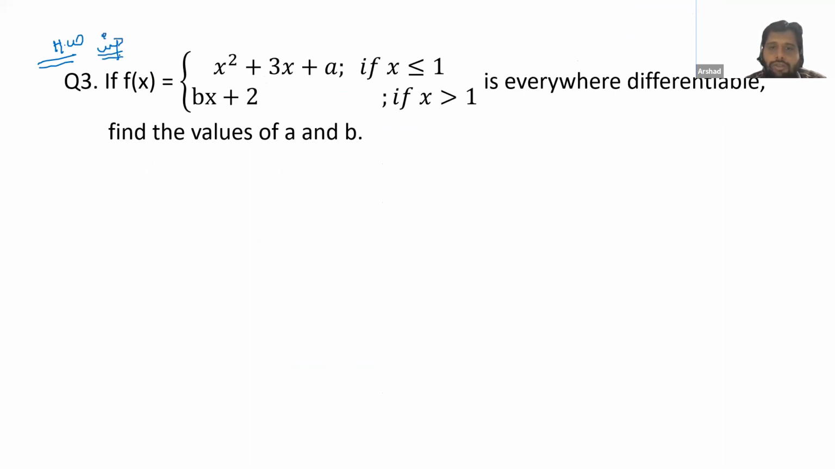I need to start a new chapter today. Okay, so this is differentiable. Use LHD, RHD, equate LHD and RHD, you will get all the values. And remember one more property, there is a chance that one more property will be used here. If a function is differentiable, it will be continuous. They are saying it is differentiable. That means it is continuous also. So you can use the property of continuity also.